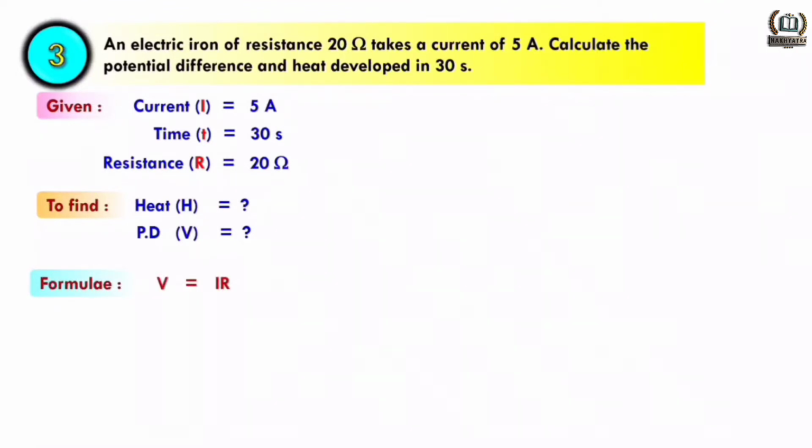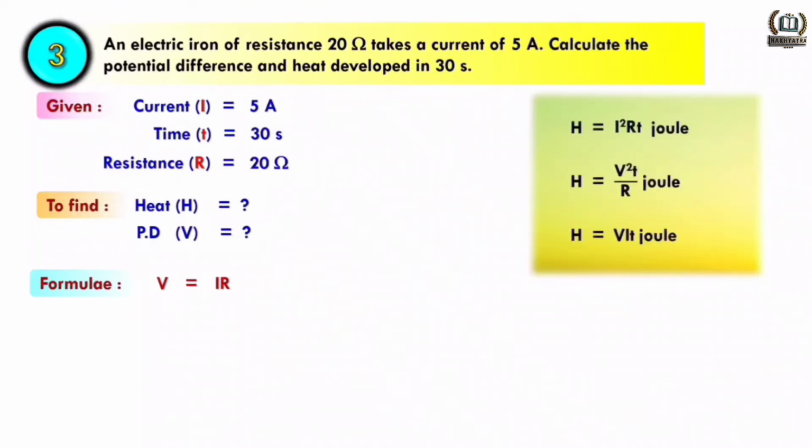We will use the formula here to find the potential difference: V equals IR. And for heat, tell me which formula we will be using here. See what the given values are. Based on that only we will be using the formula. So here we will use the third formula: H equals V into I into T joule.